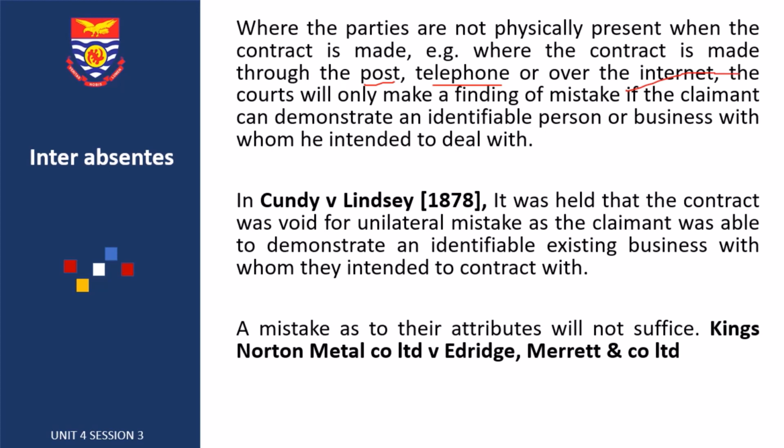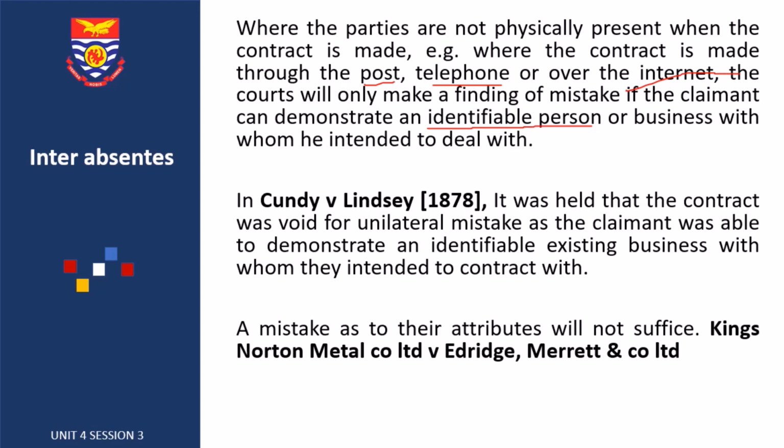The court will only make a finding of mistake if the claimant can demonstrate an identifiable person or business with whom he intended to deal. So here, the key point is that if you are claiming mistake in an inter absentes contract, you should be able to demonstrate that you did not intend to deal with the person who claimed to be another person, but you intended to deal with a particular person that exists, or a particular company or business.